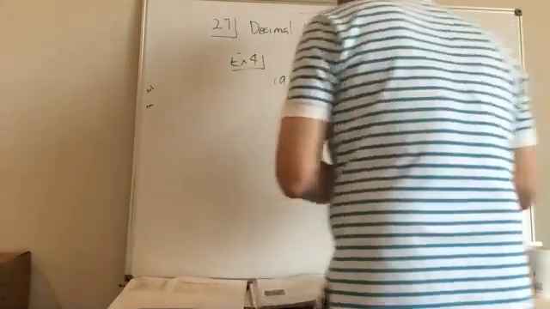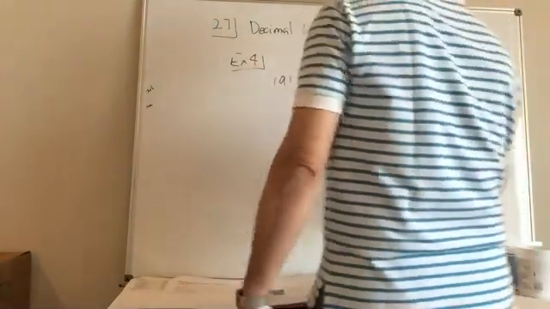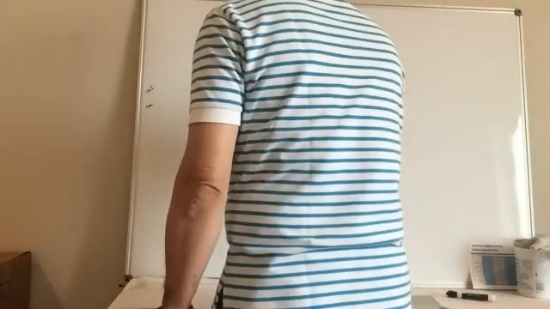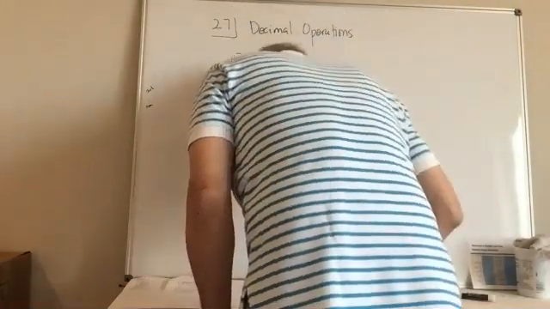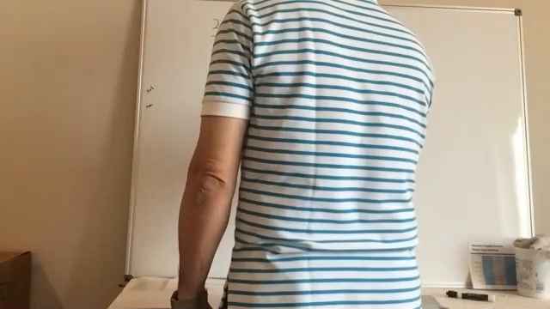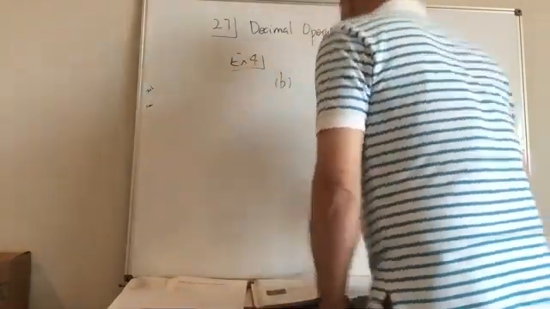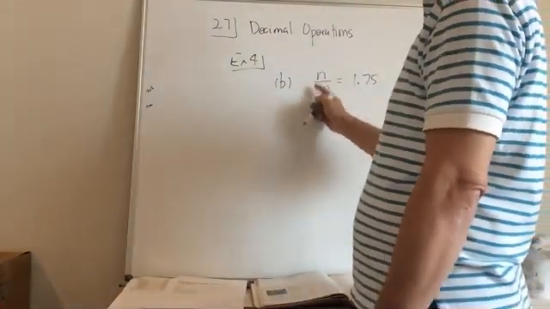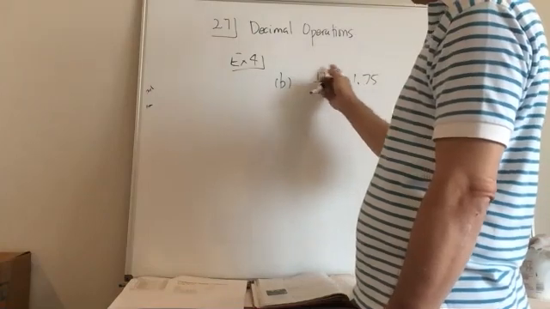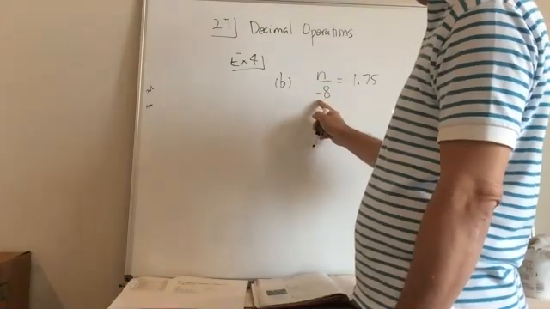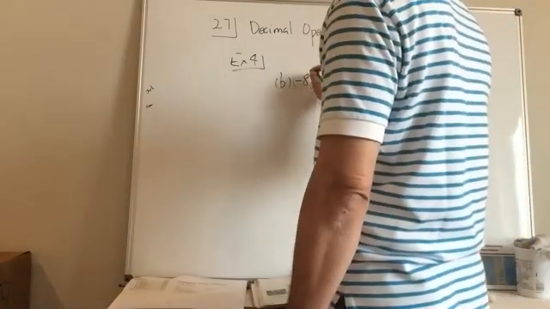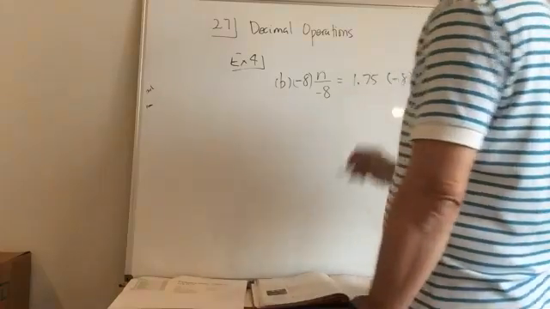And then we have B. I have n divided by negative 8 is equal to 1.75. So I have a number that is divided by negative 8 here, but I want the n by itself, and I want to get rid of this guy. Since it is divided by negative 8, I'm going to multiply both sides by negative 8.